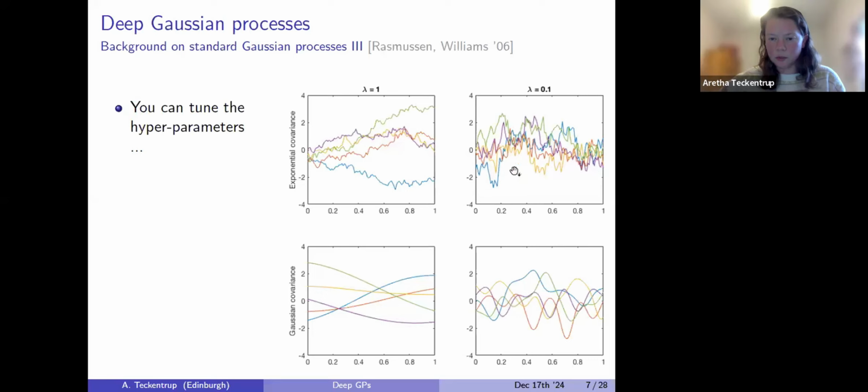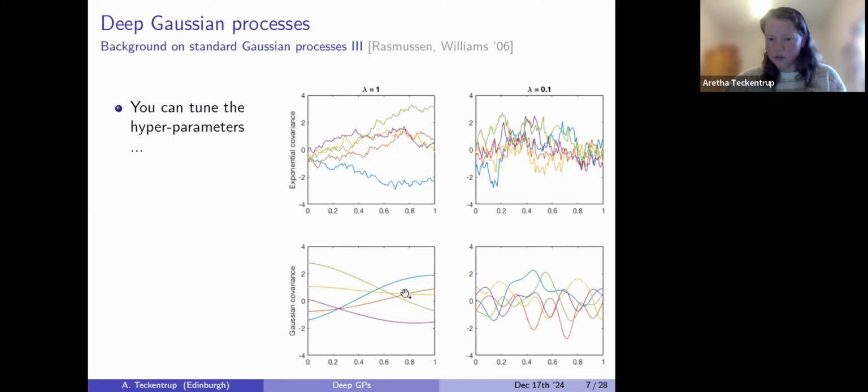So in the top row, I've chosen the exponential covariance function, the Laplace covariance function. This gives you sample paths that are continuous but not differentiable. So they are Hölder continuous with exponent less than 1/2, and you can see that you get something that's quite rough. Whereas in the bottom row, I've chosen the Gaussian covariance, so the RBF, or the squared exponential covariance, which gives you sample paths that are infinitely many times differentiable, and you can see that they do look a lot smoother.